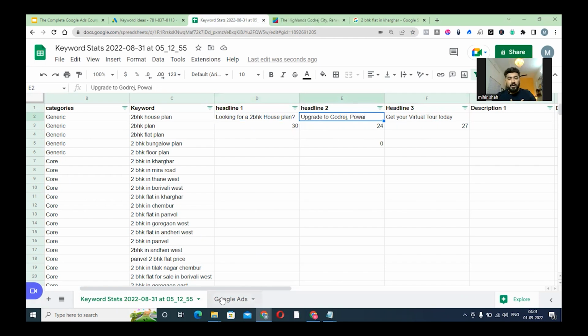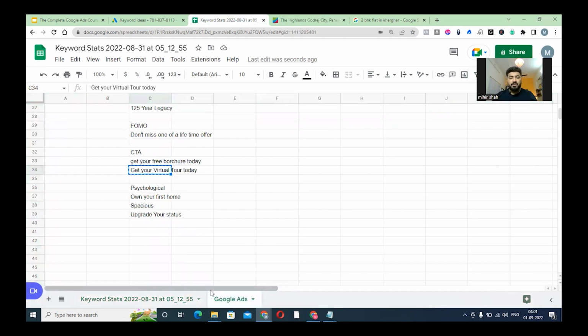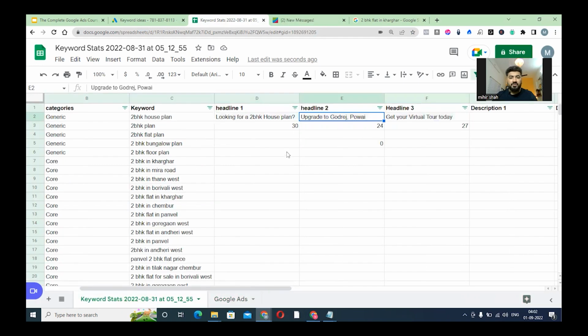So I've put up here this psychological sense of own your first home, spacious, upgrade your status. So I've used upgrade to Godrej Powai, right? So what I've done is upgrade to Godrej, and I've given them a location as well, that it is in Powai. Get your virtual tour today. When this person clicks, what is happening in psychology? He searched for a 2 BHK plan, and when he clicked, he said, hey, you know what?